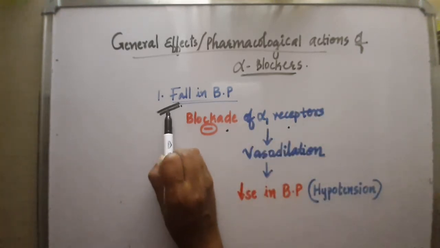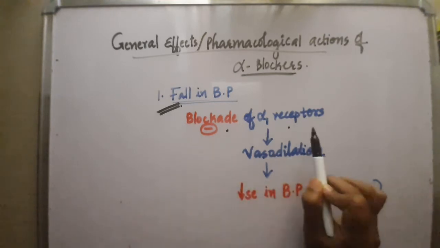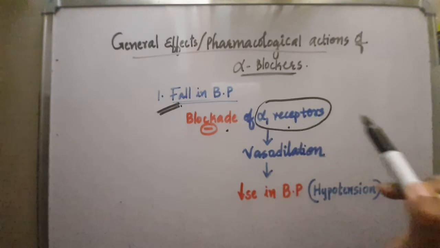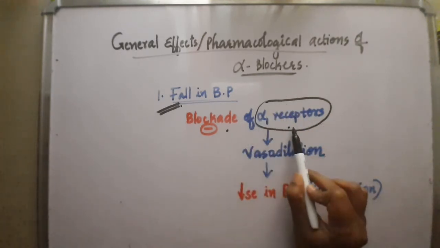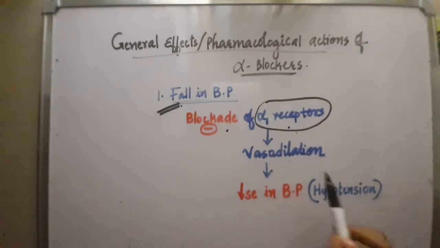First one is fall in BP or decrease in BP as the effect of alpha blockers. How does it happen? They block the alpha-1 receptor. We know that through alpha-1 receptor vasoconstriction takes place. When these alpha blockers block the alpha receptor, vasodilation occurs. So this vasodilation causes decrease in blood pressure, or we can term it as hypotension. Now let us see the next effect of alpha blockers.